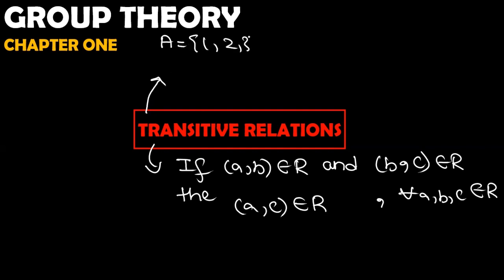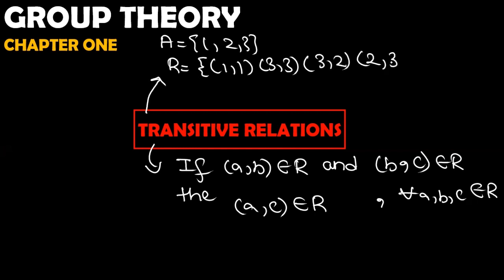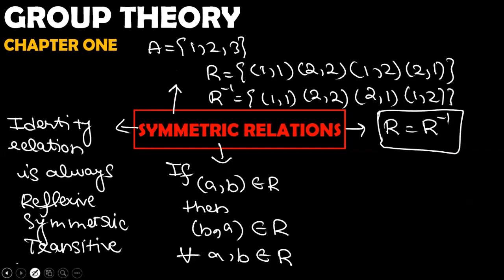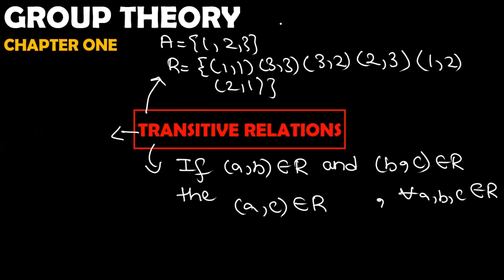If {1, 2, 3} is any set and we take the relation on it like this: (1,1), (3,3), (2,3), (3,2), (1,2), and (2,1), and that is all. This is our example of a transitive relation. We can verify it like this. In the last slide, I told you that the identity relation is always symmetric, transitive, and reflexive, so we cannot check (1,1) and (3,3) because they satisfy the condition.